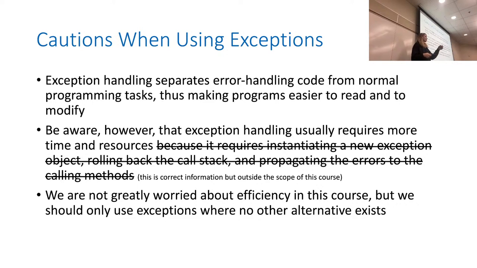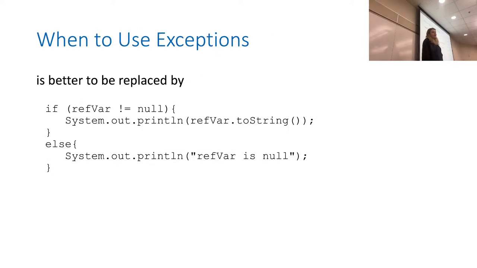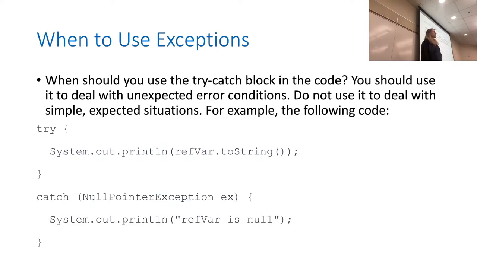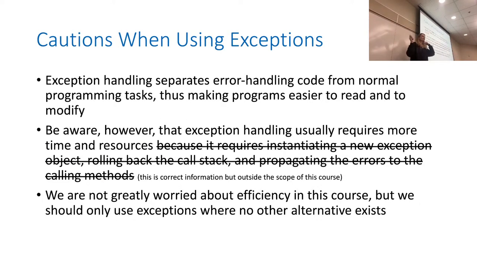Making the object, going to the call stack, talking to each individual method, seeing, can you catch this exception? No, get you off the call stack. Can you catch this exception? That's just a lot of computational stuff happening, as opposed to, like, if ref var not equal, no. That's just one instruction. That's one statement. That's easy peasy. An exception is, like, can you catch this exception? It's a lot more work. So that's why we don't want to use exceptions, okay?